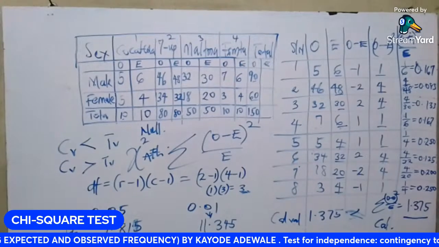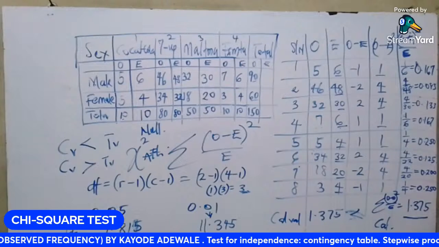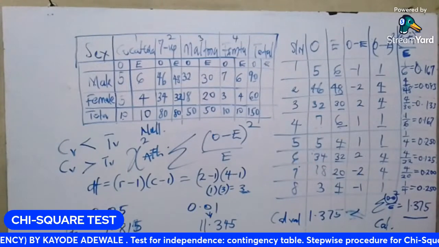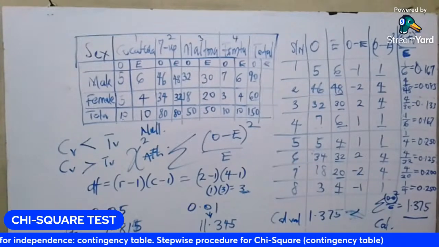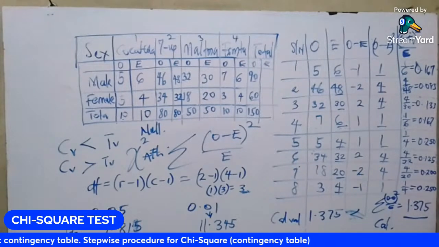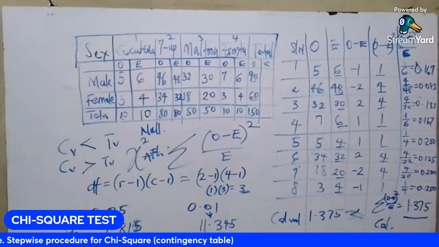So that's all. Yes, if the calculated value is lesser than the table value, then what do you do? Do you take null or you take alternative?